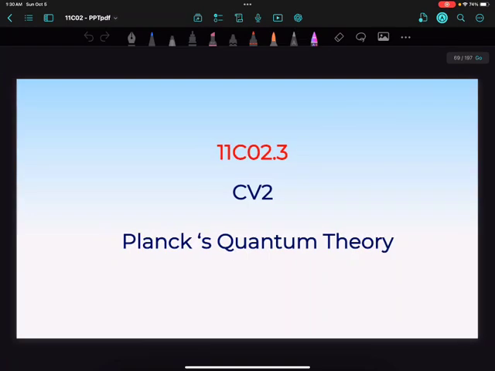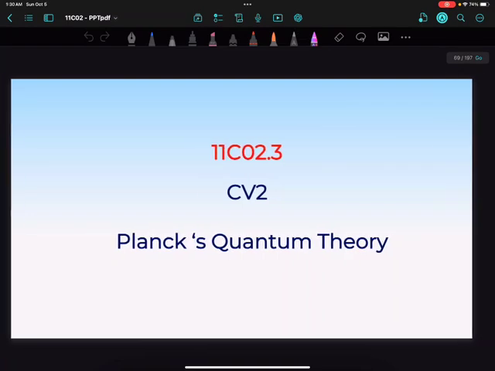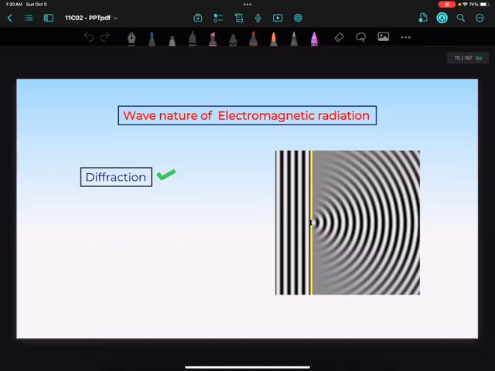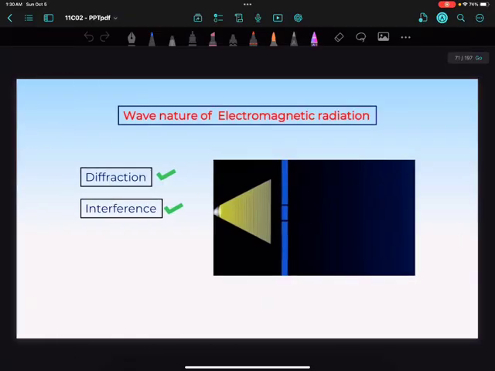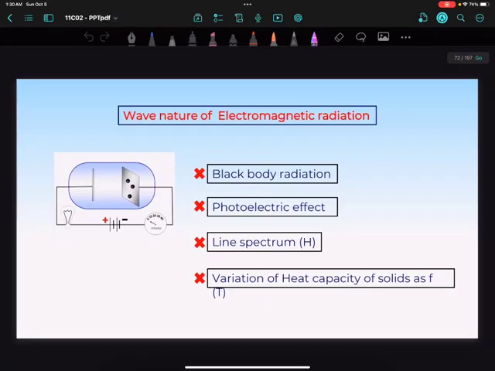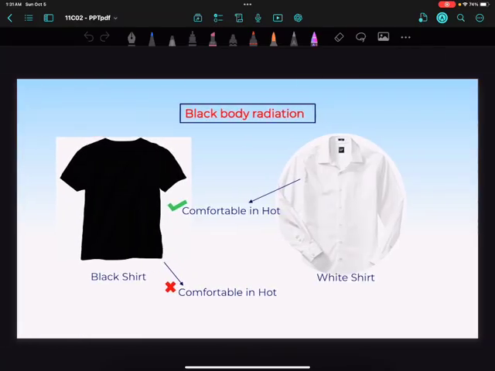So now let's learn about Planck's quantum theory. The wave nature of electromagnetic radiation is in the form of diffraction and also interference. Interference means if suppose there is an obstruction in the source of the light, there is a passage of light which passes through the gaps of it. That is known as interference. The wave nature of electromagnetic radiation is not obeyed by black body radiation, the photoelectric effect, line spectrum, and the variation of heat of a body.